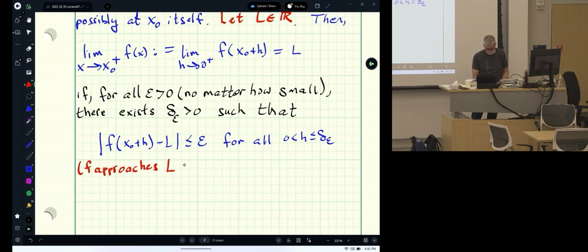If f approaches L from the right. Excuse me, f approaches L as h goes to 0 plus. It's a better way to write that, which is from the right.